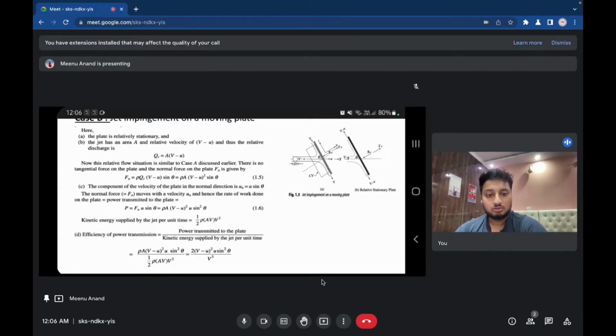Also, in this flow situation, movement of the plate causes the distance between the nozzle and the plate to continuously increase with time. Hence, this is not a practically feasible flow situation.